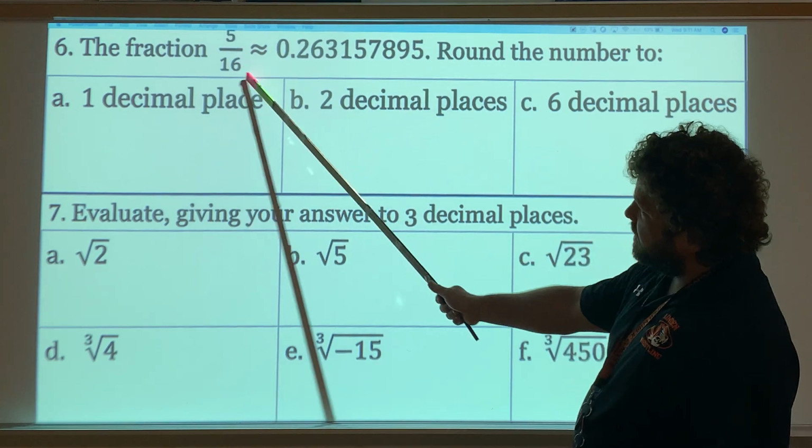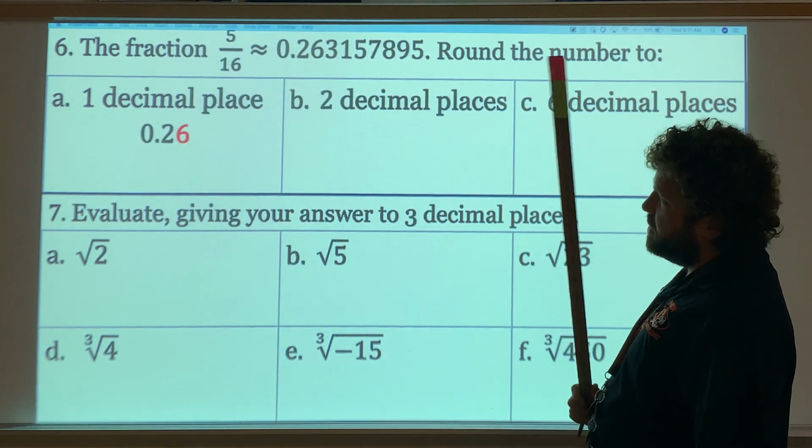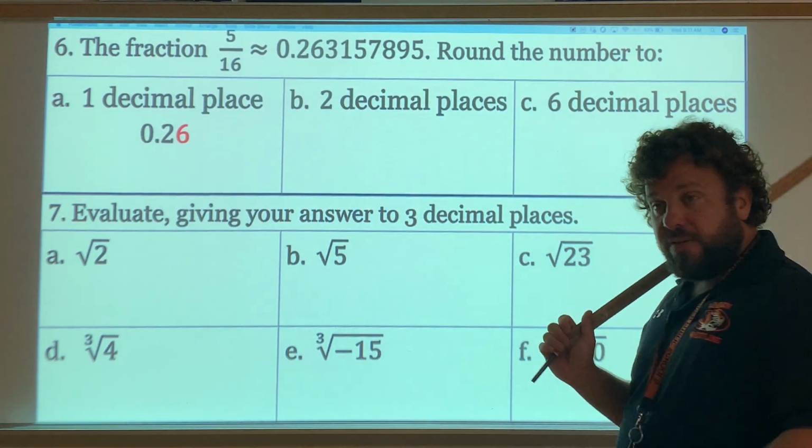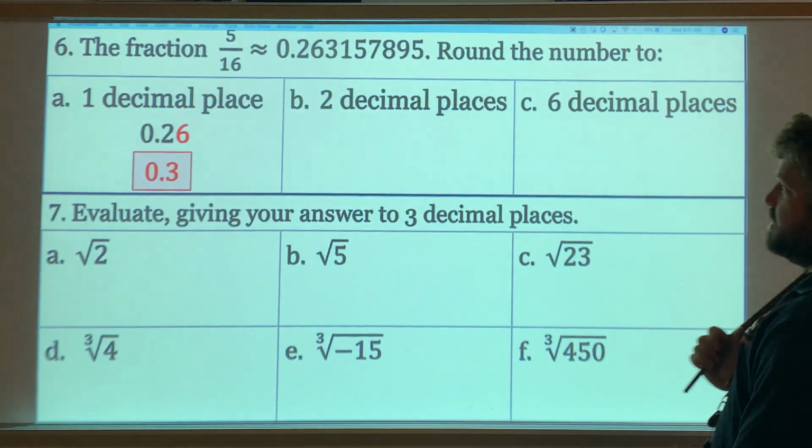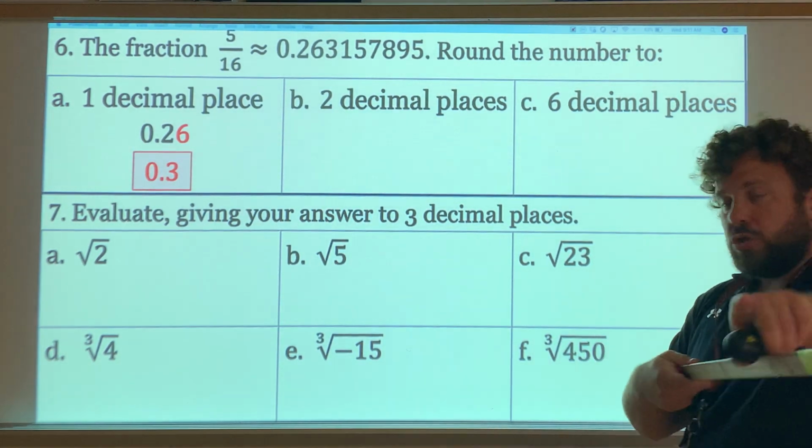So number 1, 1 decimal place. Round to the tenths. We're going to use the 6. 6 is greater than or equal to 5. 3/10 is your answer. Rounded to 2 decimal places.